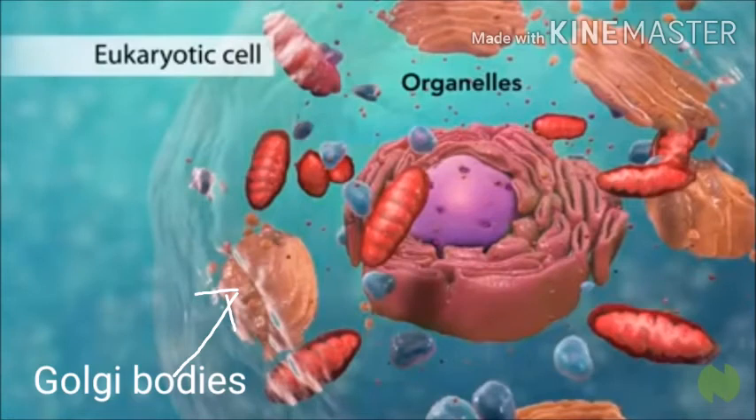Next structure is Golgi bodies. They are flattened sac-like structures and are involved in packaging and distributing of the material in different parts of the cell. They also secrete some substances in the cell.